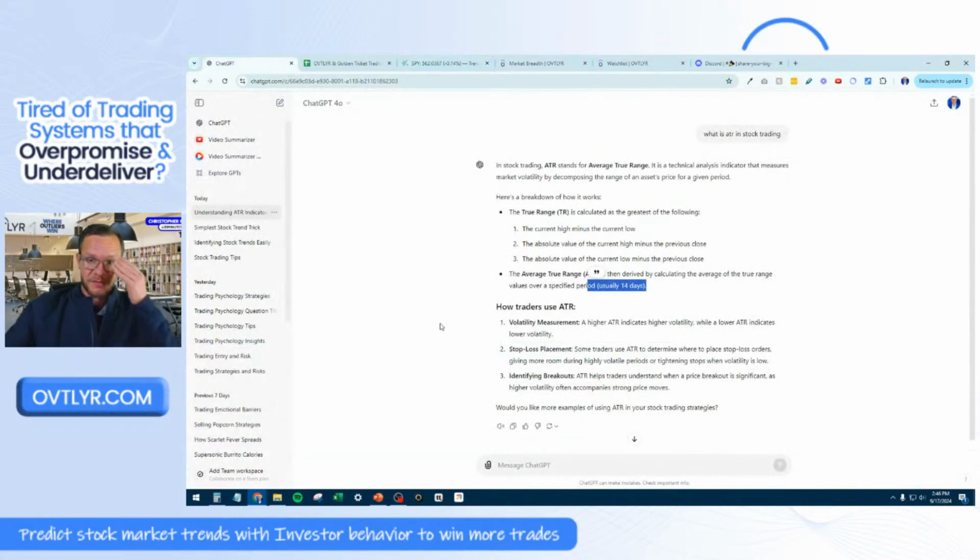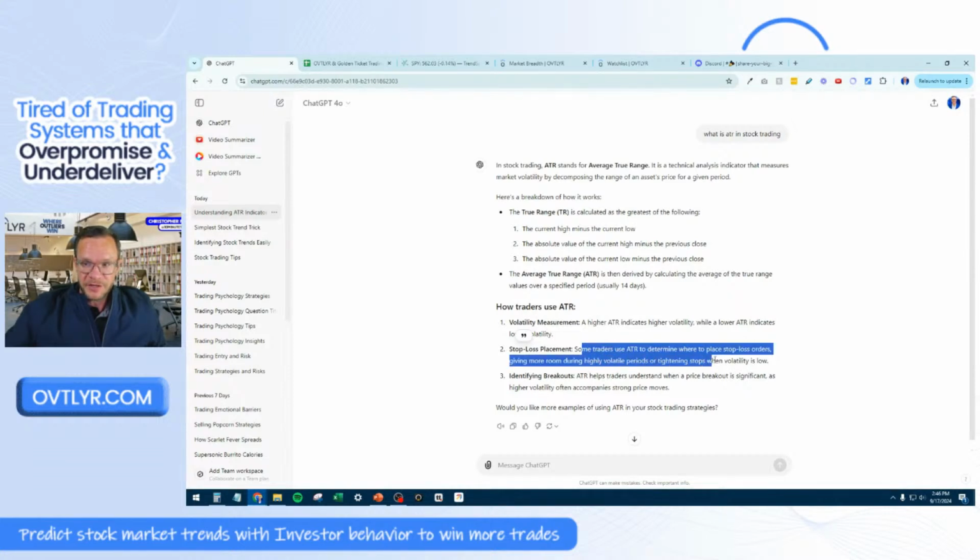Okay, let's wrap this up over here. How traders use ATR. It's a volatility measurement, like we discussed. A higher ATR indicates higher volatility, while lower ATR indicates lower volatility. Stop loss placement: some traders use ATR to determine where to place stop loss orders, giving them more room during highly volatile periods or tightening up stops when volatility is low. Exactly, right? The ATR will expand or contract, and so the half ATR will also necessarily expand or contract.